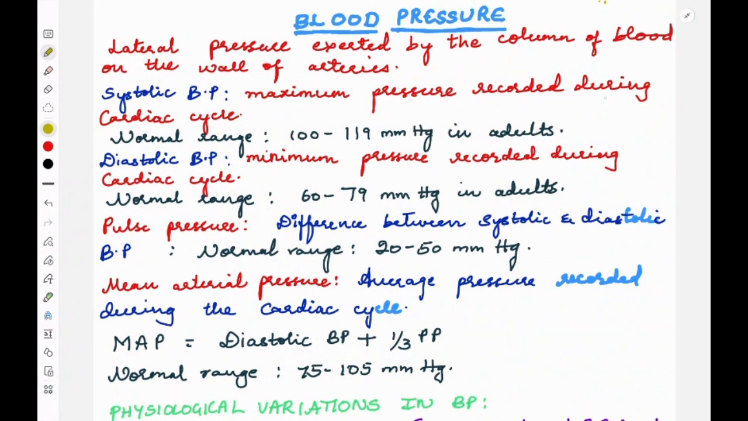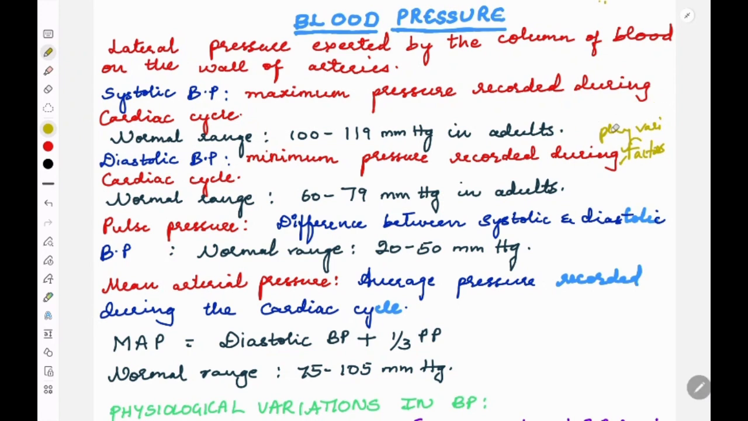Firstly, we are going to discuss what the definitions involved in BP are. Then we'll discuss the physiological variations in BP, and then the factors that are affecting the blood pressure. So these are the three headings that we are going to cover in this video, and in the part 2 video we'll be discussing the regulation of BP, that is short term regulation as well as long term regulation of BP.